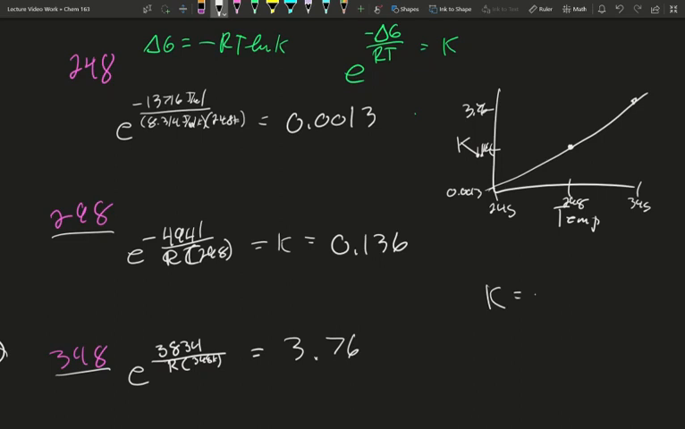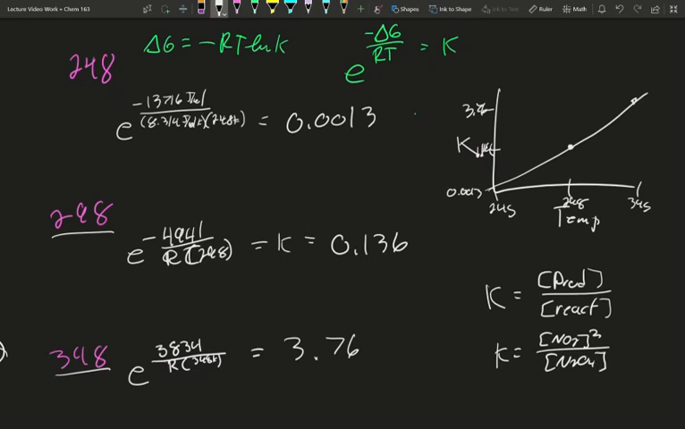Well, our K is equal to our products over our reactants. So in this case, that K is going to be equal to NO2 squared over N2O4.